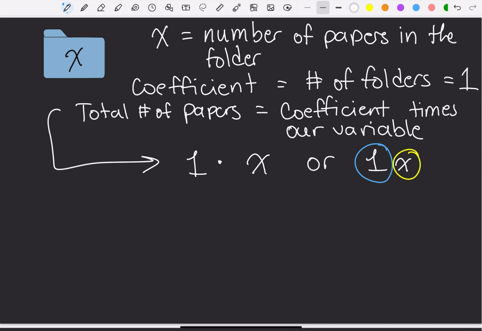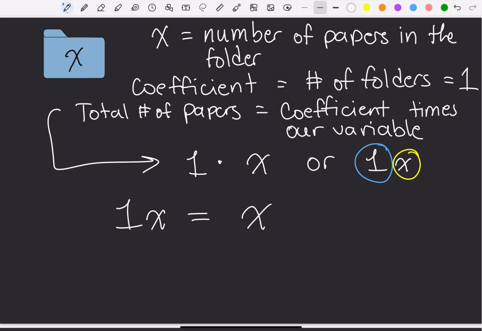Don't forget that: our coefficient times our variable. Here's a special something about having a coefficient of 1. A coefficient of 1 can be considered invisible, so we don't have to write the 1 next to the x. Our 1x is the same as just x. If you end up with a coefficient of 1, you don't even have to write it, just write the variable, and it will be understood to have a coefficient of 1.